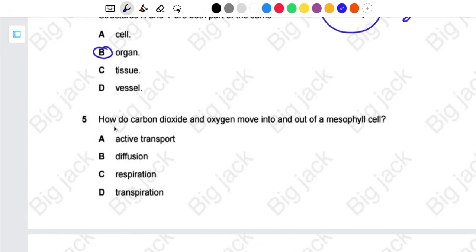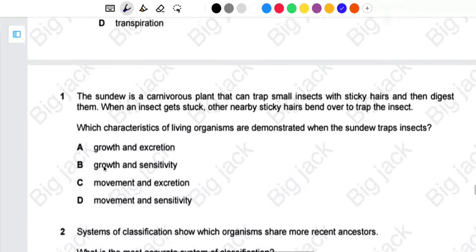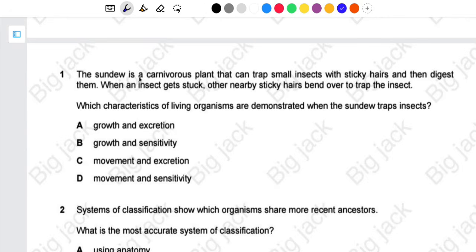Then how do carbon dioxide and oxygen move into and out of a mesophyll cell? They move by diffusion.